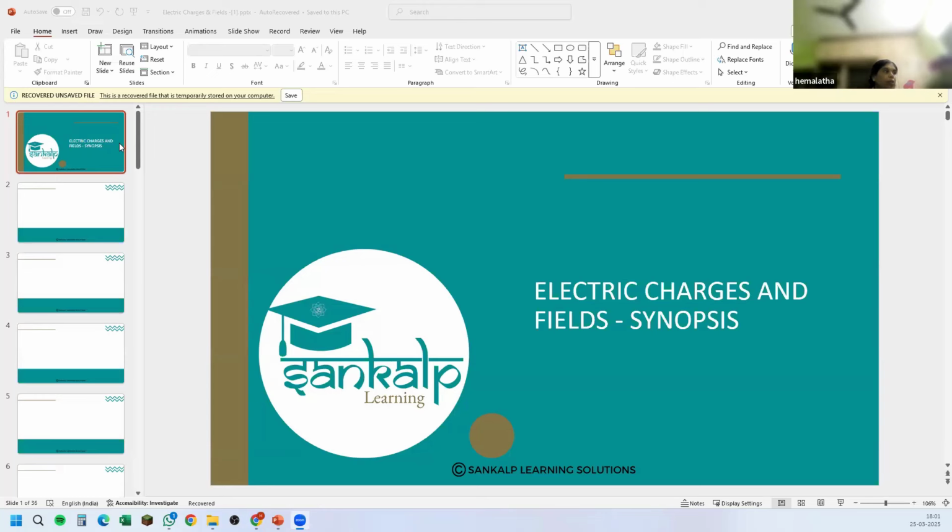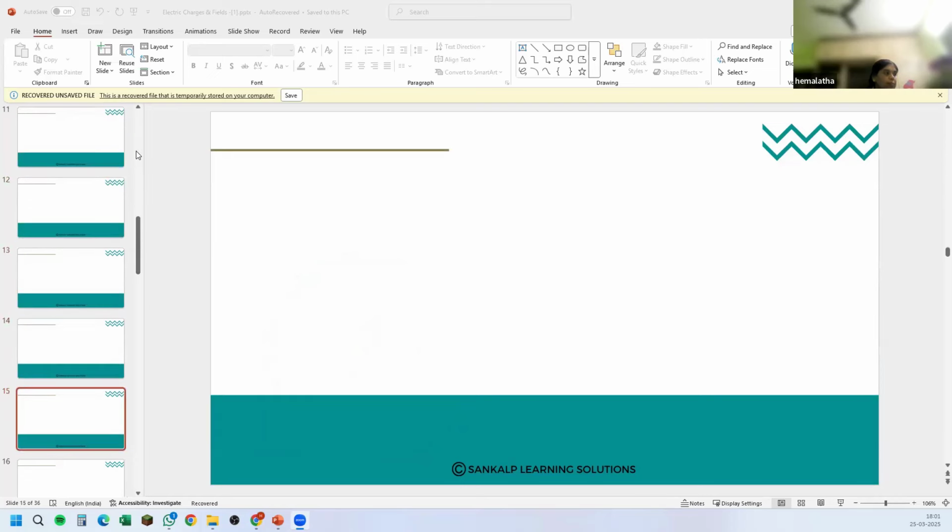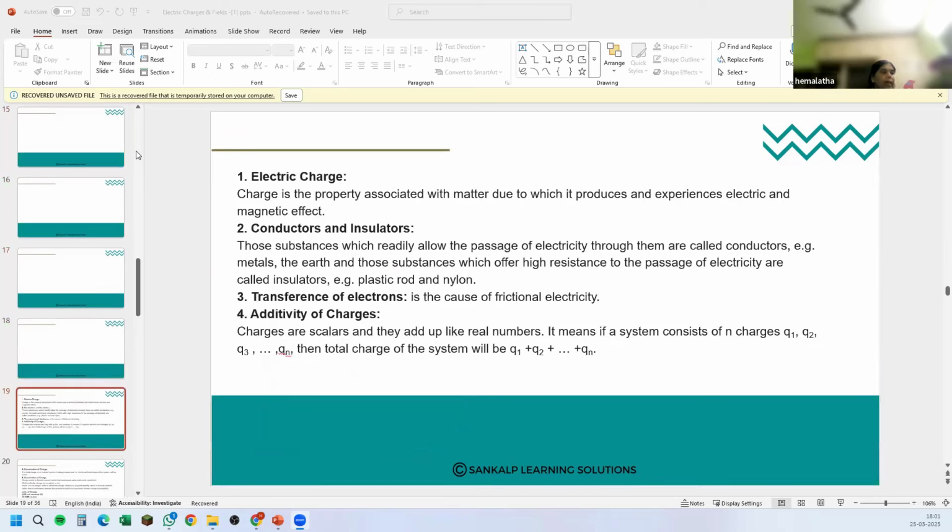Brief summary. So we know the concept of charge. Okay, we came to know in the last class about the concept of charge. Next is electric charge. Next, we discussed conductors and insulators. Next is transference of electrons. If electrons transfer from one material to another, it causes electricity, maybe static electricity or current electricity. That also I told. Additivity of charges.